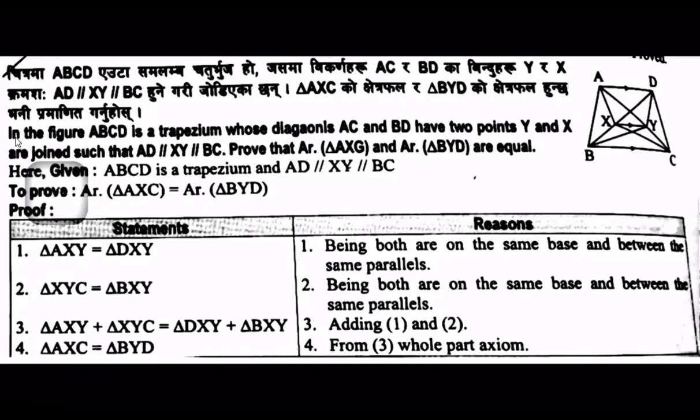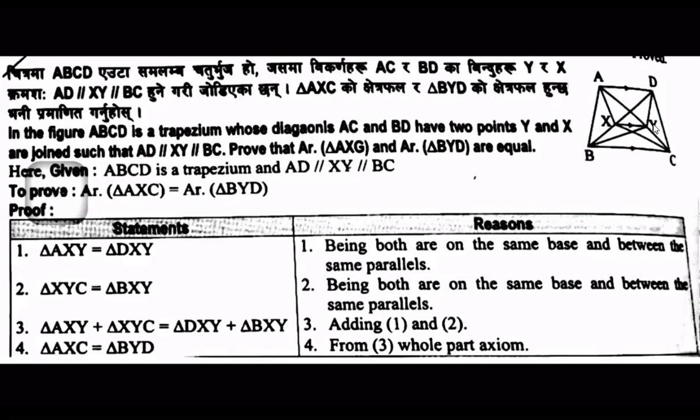Look here. In the given figure, ABCD is a trapezium. Trapezium means if two lines are parallel, and the other two lines are not parallel, then it is called a trapezium. Its diagonal is AC. So you can see the trapezium ABCD, and the other sides have no parallel.